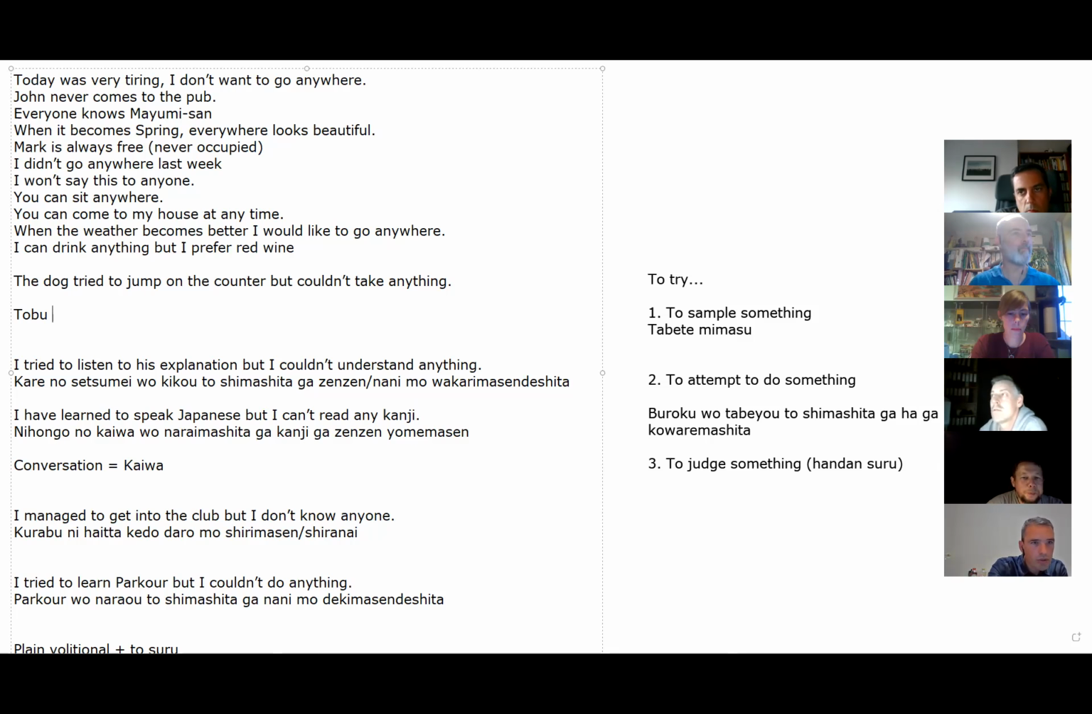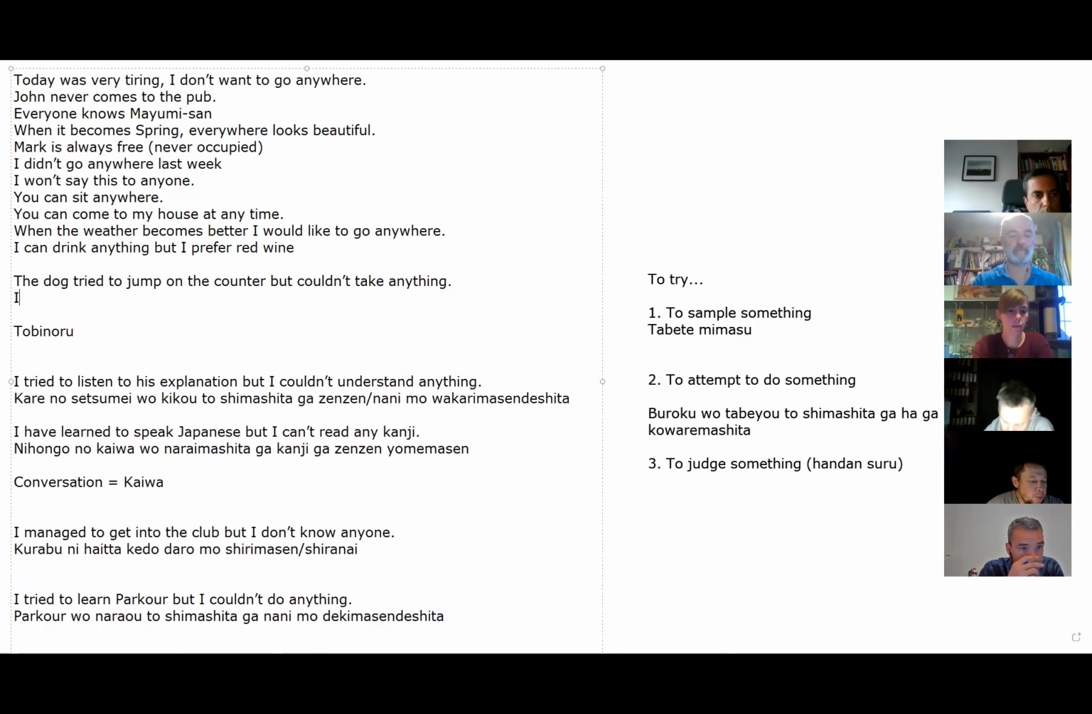Okay, so the compound verb is tobinoru. Just read that this is usually used for jumping on a moving object, but we'll use it for now. Tobinoru. Okay. And inu.